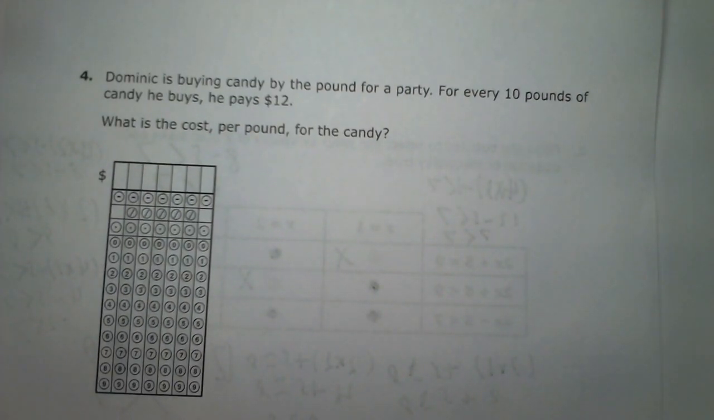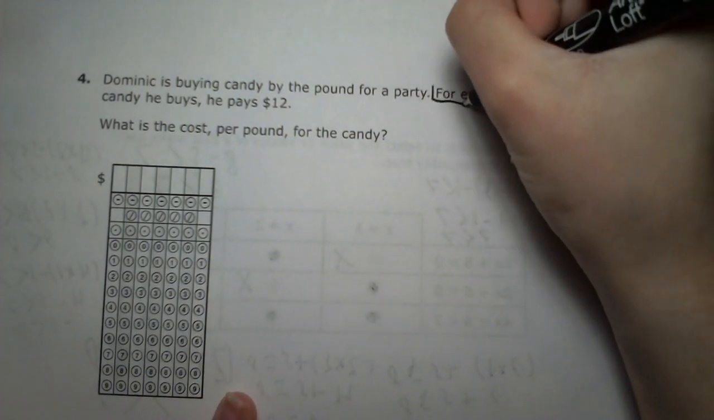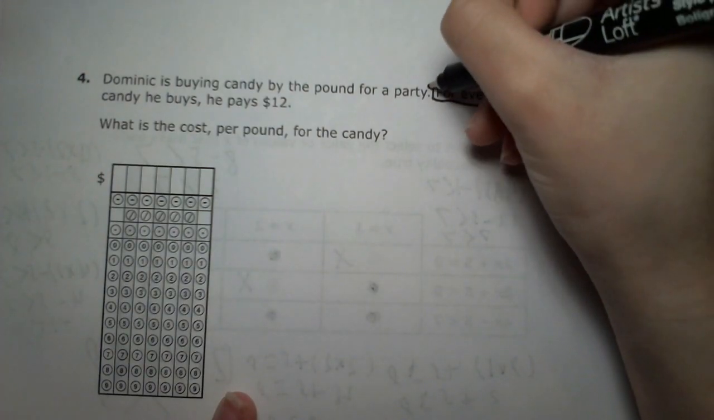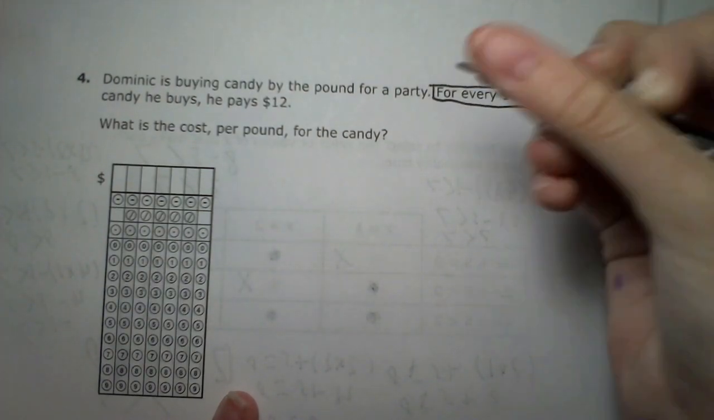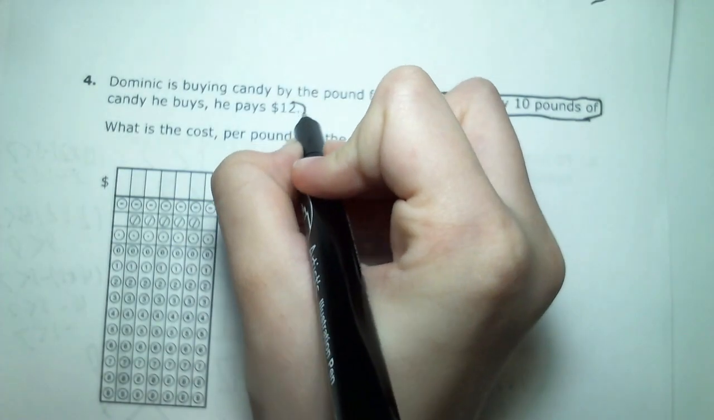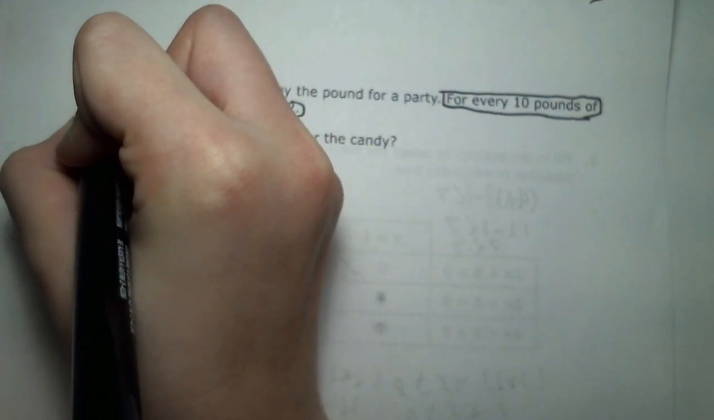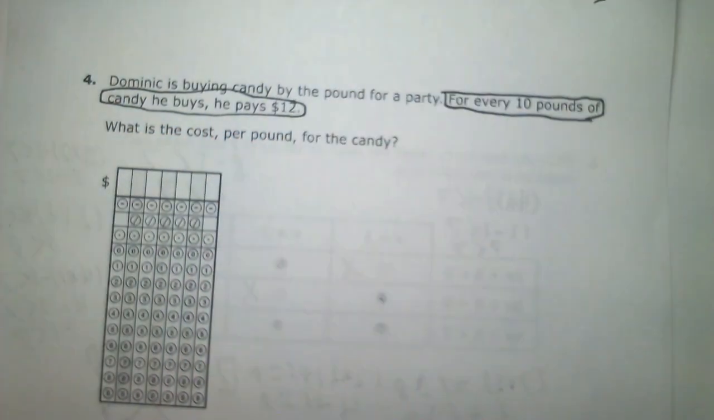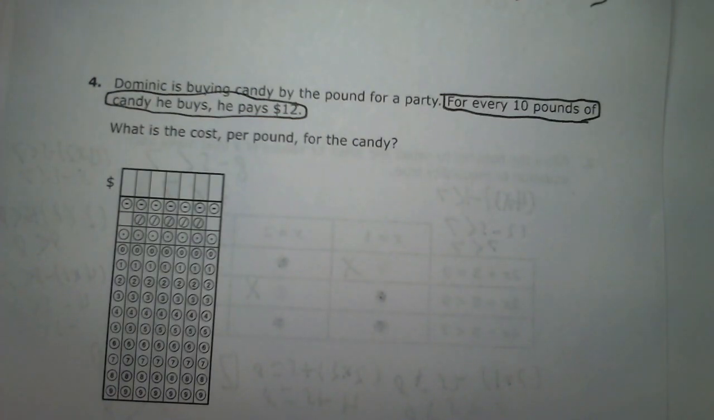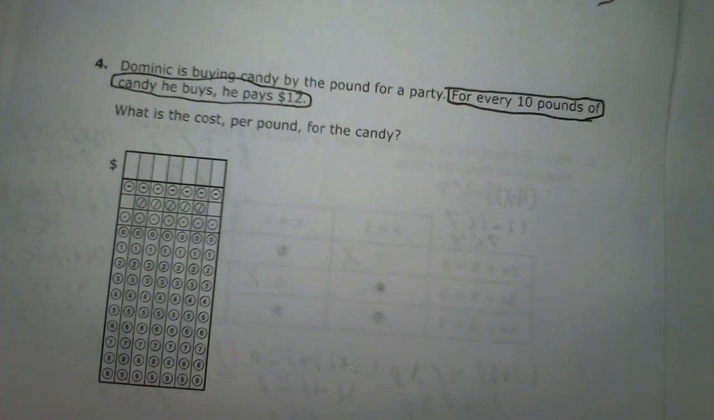So let's look at this question. Dominic is buying candy by the pound for a party. For every 10 pounds of candy he buys, he pays $12. So let's box that because that is important words. I like to box the important words because my brain gets really confused when there's a lot of words and not all of them matter.